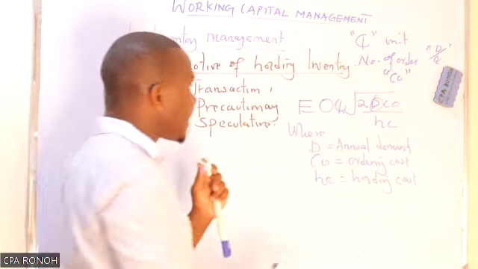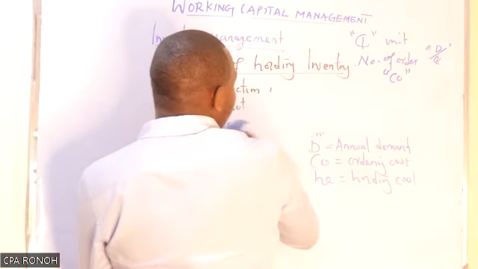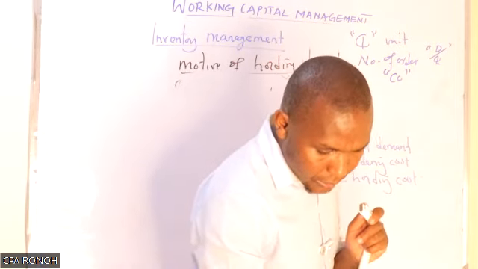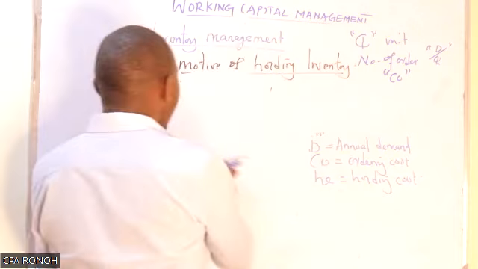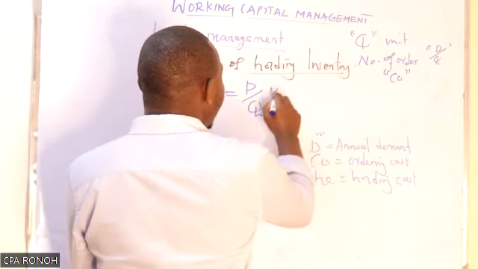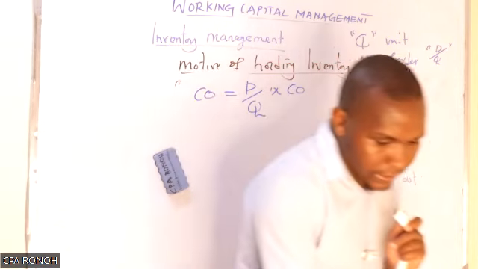So how do we get that ordering cost, the cost per order? We take D over Q times the ordering cost. So that's the formula of getting the ordering cost.